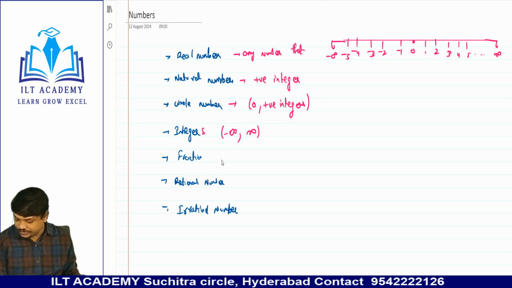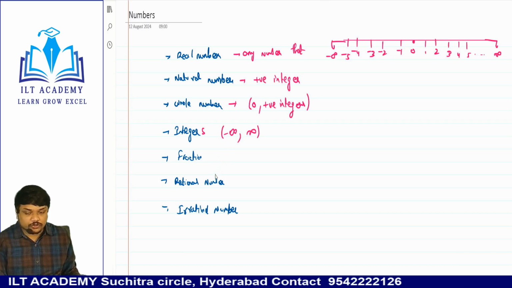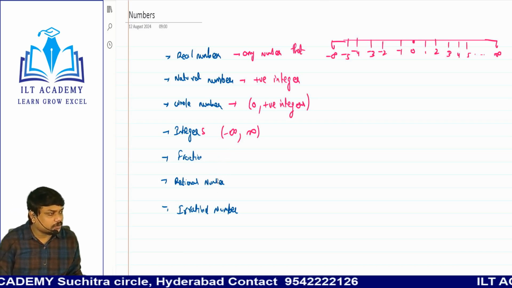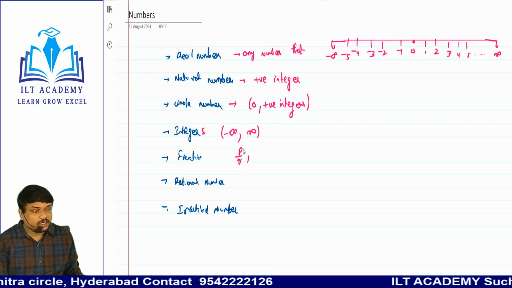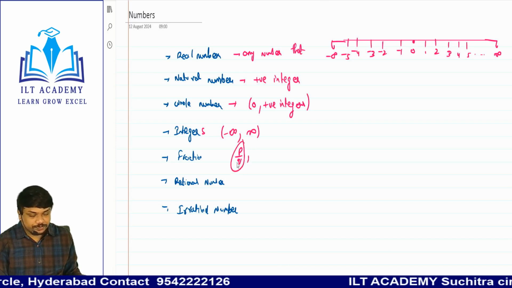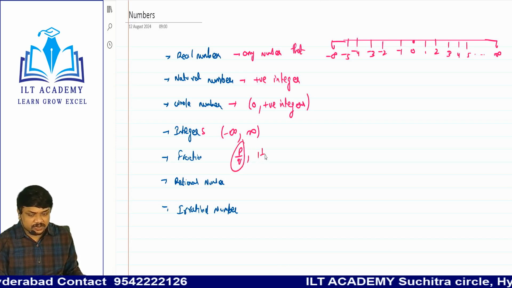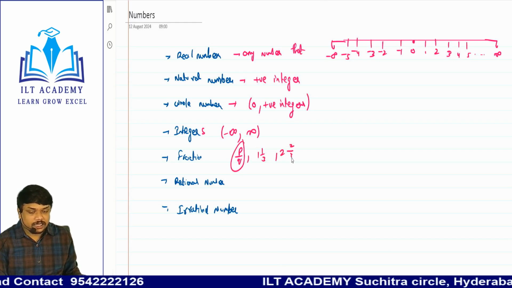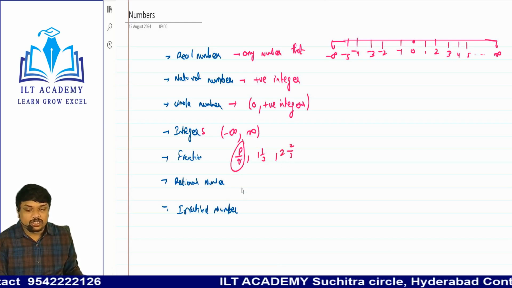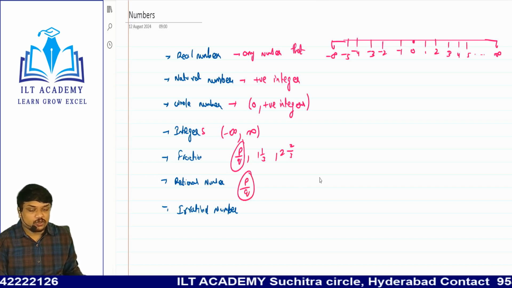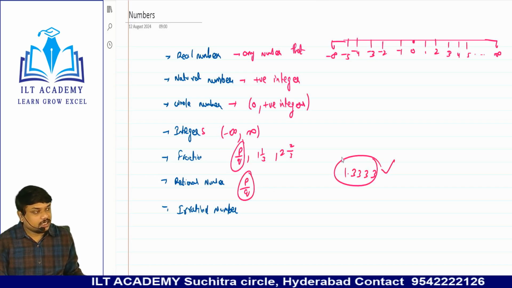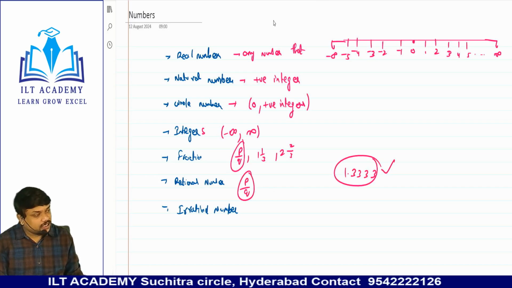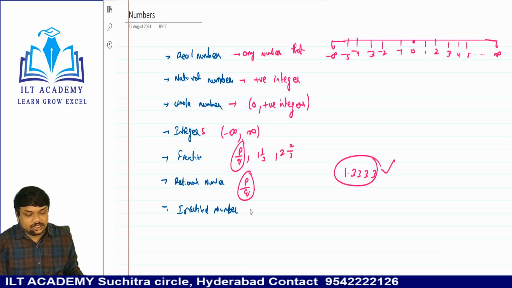Now what is a fraction? P by Q form. So similarly, a rational number, fraction and a rational number, anything is in the P by Q form. Not only P by Q form, you can also have a mixed fraction, 1/3, 2/3. These are also fractions. So rational number is nothing but P by Q form. Now 1.33333 is there. Is it a rational number or an irrational number? Rational number. Perfect.